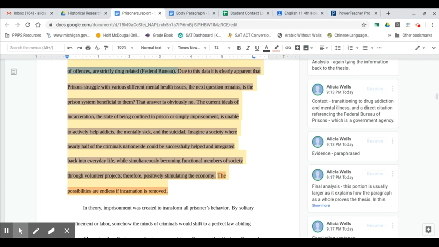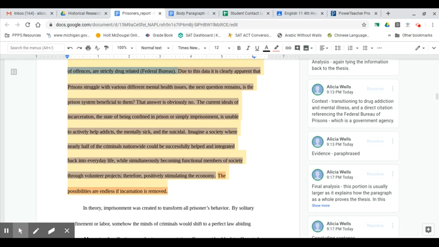That's going directly back to the thesis. That answer is obviously no. The current ideals of incarceration, the state of being confined in prison or simply imprisonment, is unable to actively help addicts, the mentally sick, and the suicidal. Imagine a society where nearly half of the criminals nationwide could be successfully helped and integrated back into everyday life while simultaneously becoming functional members of society through volunteer projects, therefore positively stimulating the economy.